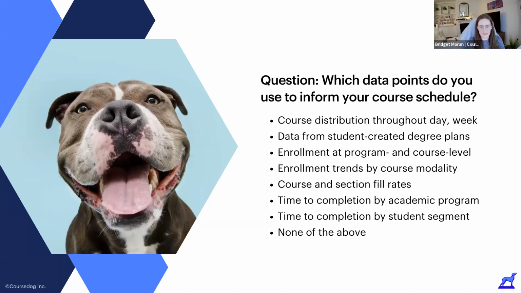All right, looks like we have the poll results shared here now. Love to see these results. Looks like almost everyone is using some mix of these data points. Looks like just 3% here said none of the above. So it looks like some of the more popular answers were enrollment at program and course level. Yep, that makes a lot of sense. Course and section fill rates, course distribution throughout the day and week.